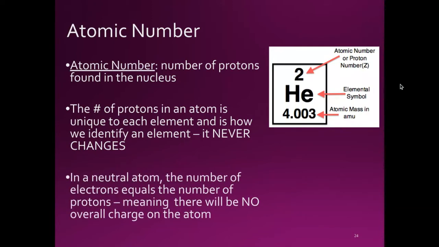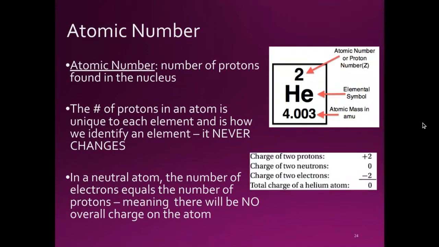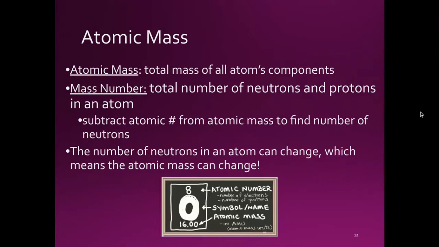It never changes. In a neutral atom, meaning it has no charge and it's not an isotope, the number of protons is going to tell us how many electrons there are and how many neutrons there are. So there's not going to be an overall charge with that atom. For this one, there are 2 protons, which have positive charges, and there are 2 electrons. We're talking about the charge here, so there's no charge here. The 2 electrons balance out the 2 protons, so the overall charge of a helium atom is 0.